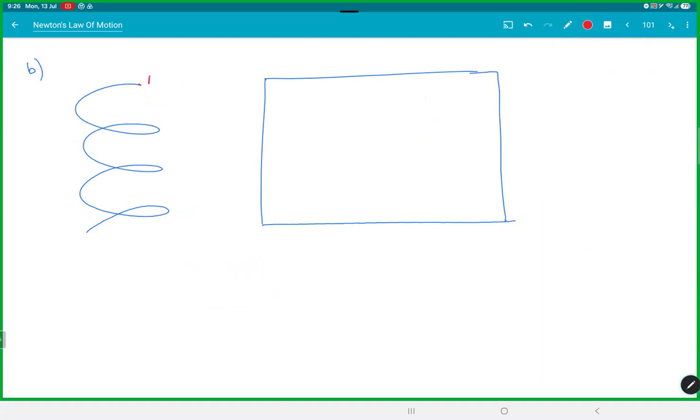So this was point A and this is point B. If you make a rectangle here and just stretch it, this is how it would be. This is height h.